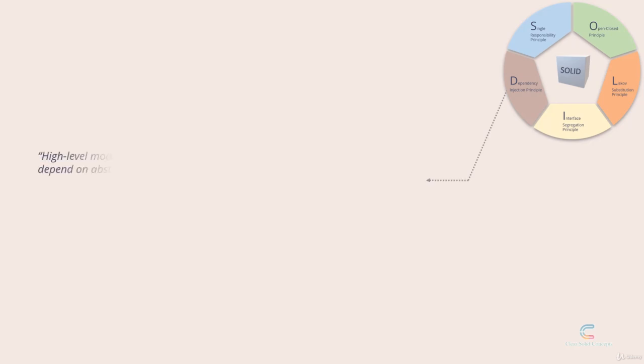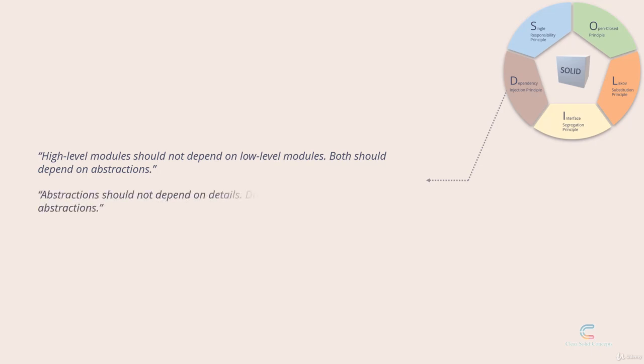It goes like this: high-level modules should not depend on low-level modules. Both should depend on abstractions. Hang on, there is another part to it. Abstractions should not depend on details. Details should depend on abstractions. So there are two parts to this principle, but the fundamental concept behind both parts is the same. One follows from the other, as you will see shortly.